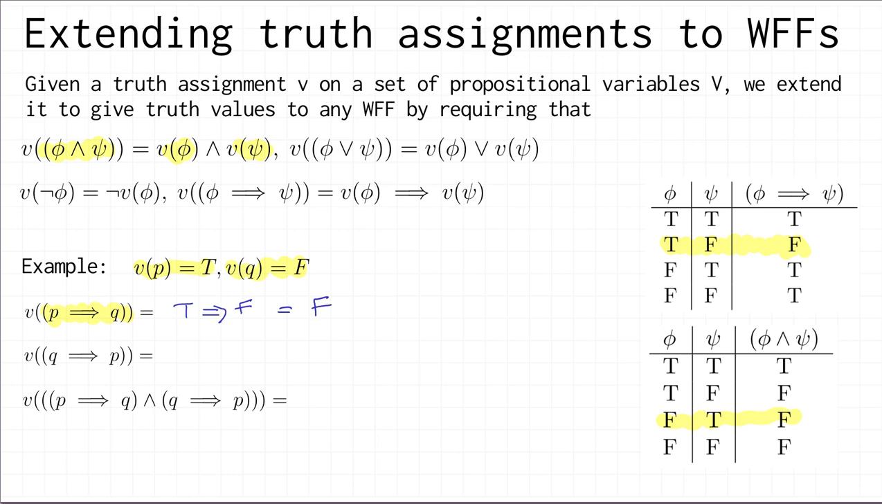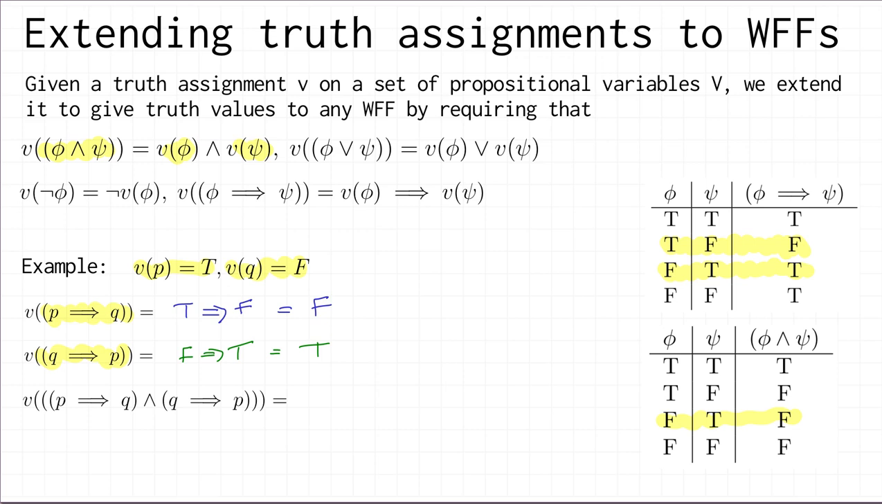Okay, let's try another one. So we'll look at the well-formed formula q implies p, and we'll try and get the truth value of that under the same truth assignment. So again, we substitute in for p and q, and we get false implies true. So we go away and look at the truth table, and we look at the row where the first thing was false and the second thing was true. So here we are, we're on this third row of the truth table. You can see that the correct truth value there is true. So that well-formed formula q implies p becomes true under this truth assignment.